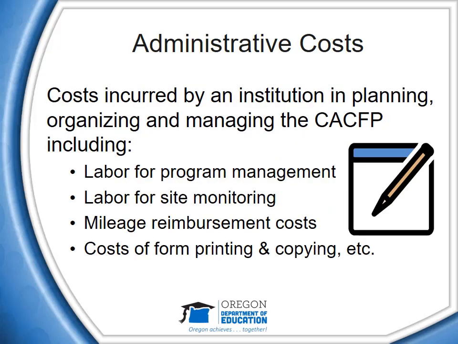Administrative costs are costs associated with the planning, organizing, and managing of the food service operation. Examples of these types of costs could include the wages of administration staff developing the budget, training program staff, conducting site monitoring reviews, and submitting monthly reimbursement claims. It could include staff mileage reimbursement for the use of personal vehicles when conducting administrative duties in relation to the CACFP, and any costs incurred for the printing and copying of CACFP forms for record-keeping purposes.